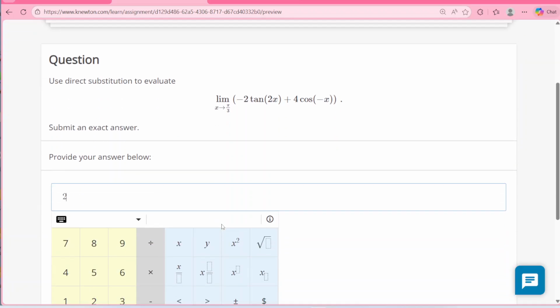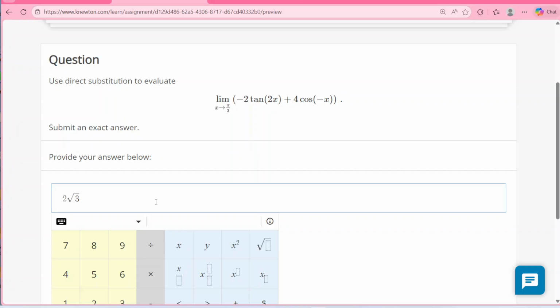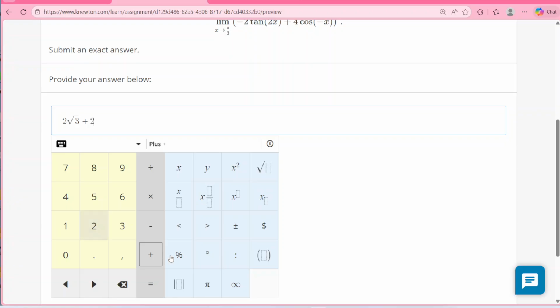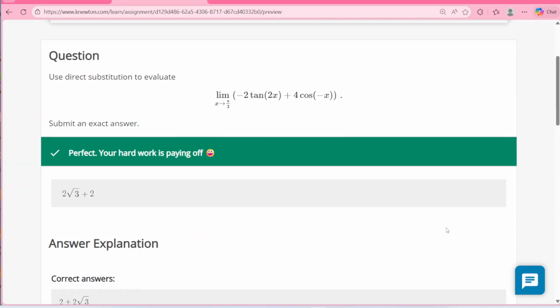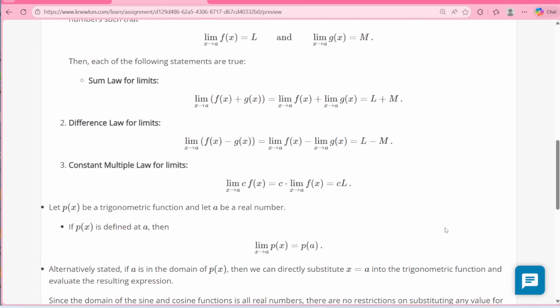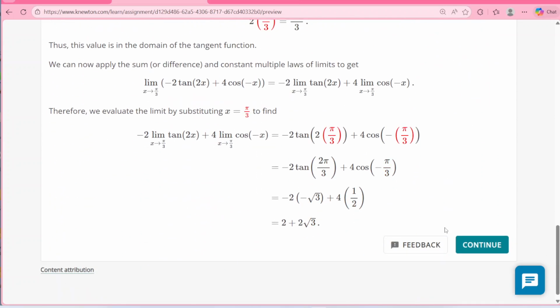Again, lots of stuff there. 2 times the square root of 3, and then plus 2. So again, just plugging in the value of pi over 3 there. There's your limit. Okay. So again, you got to get your unit circle down again if it's been a bit.